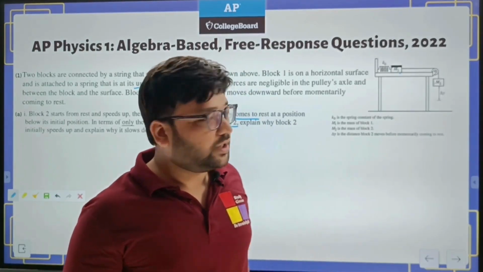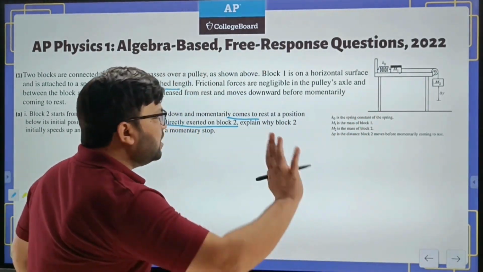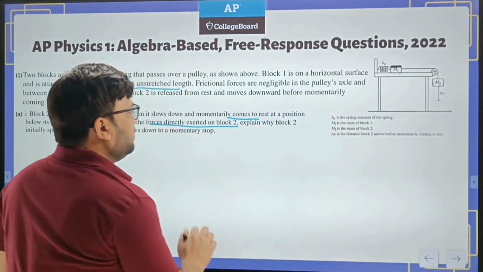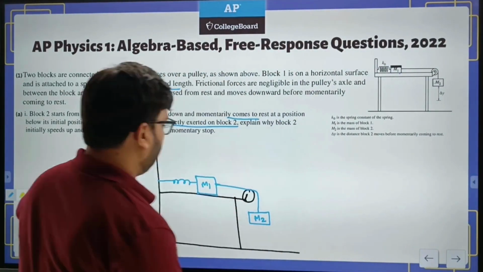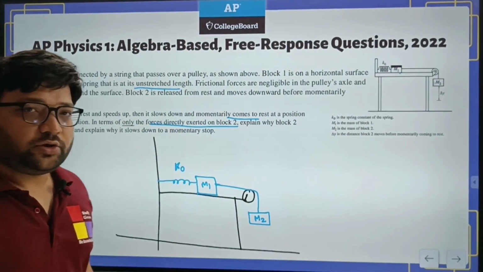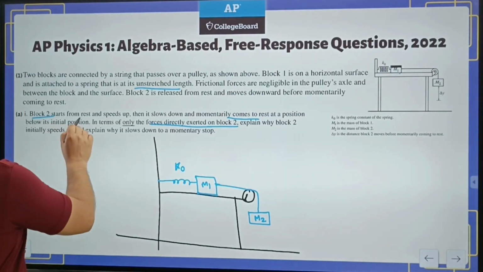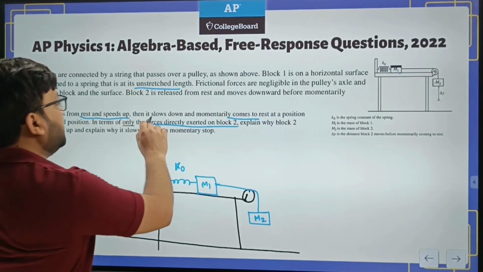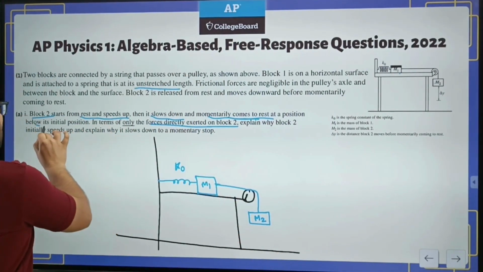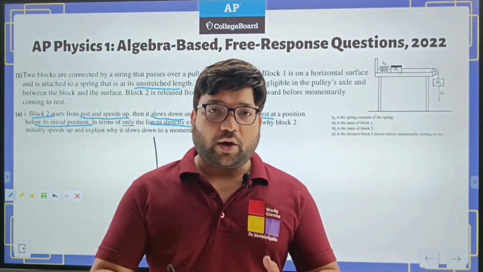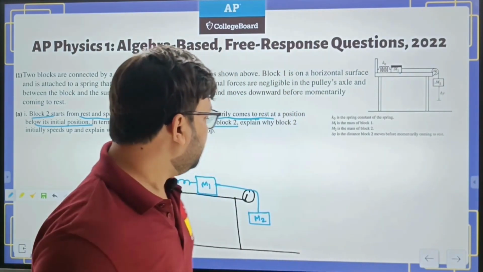Nothing was moving initially and the spring here was in its natural length, right? So I'll again make the diagram here. So this is the situation here. The question is asking that block 2 starts from rest and speeds up, then it slows down, momentarily comes to rest at a position below the initial position. So I have to be talking about forces that are directly applied on the block M2, right?